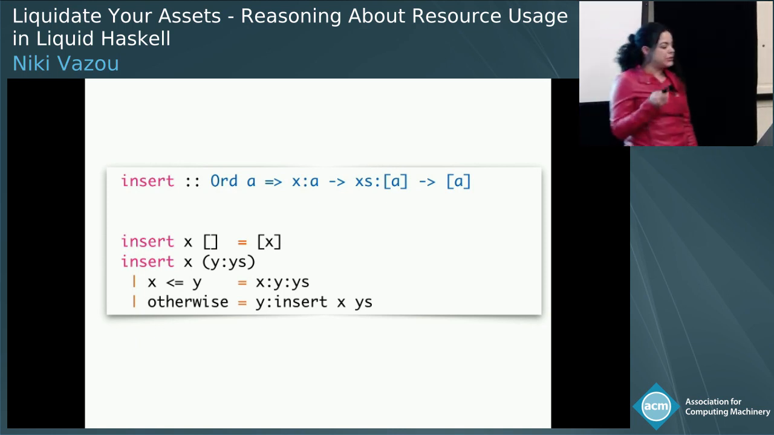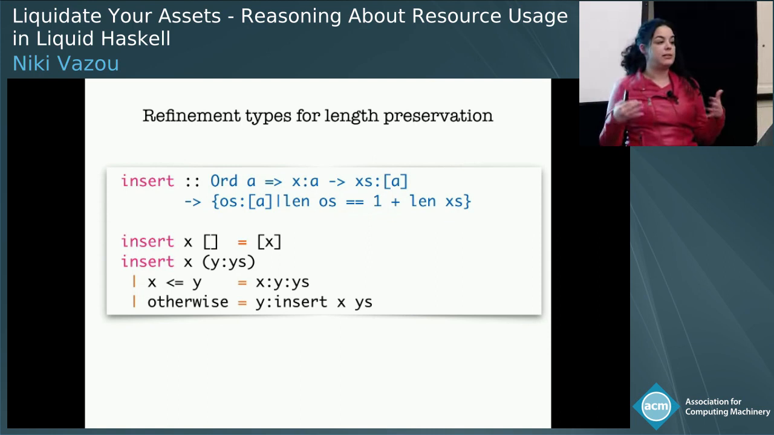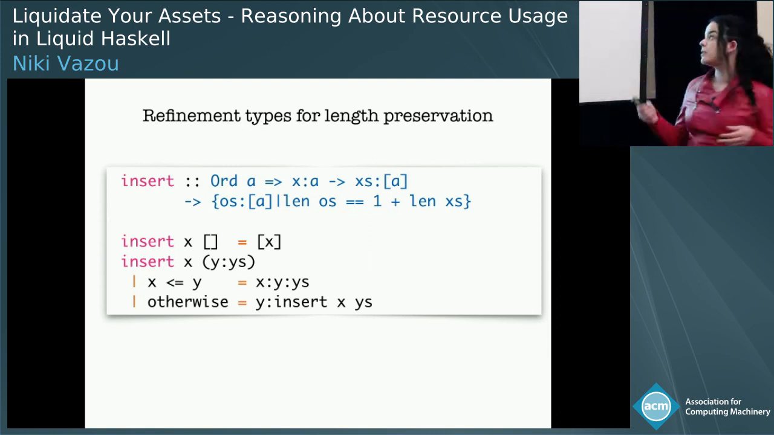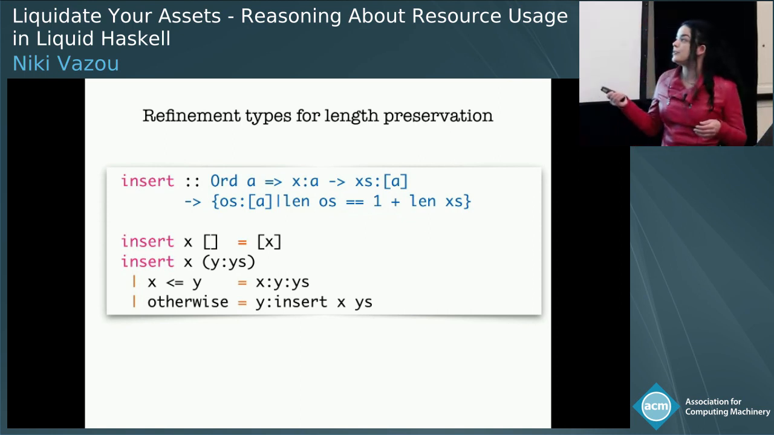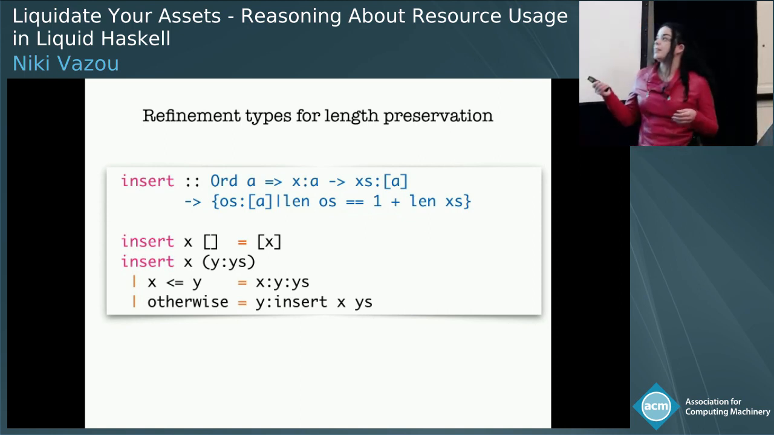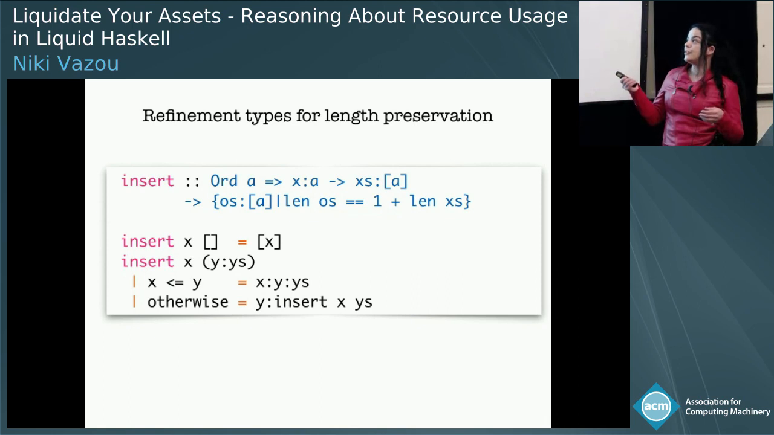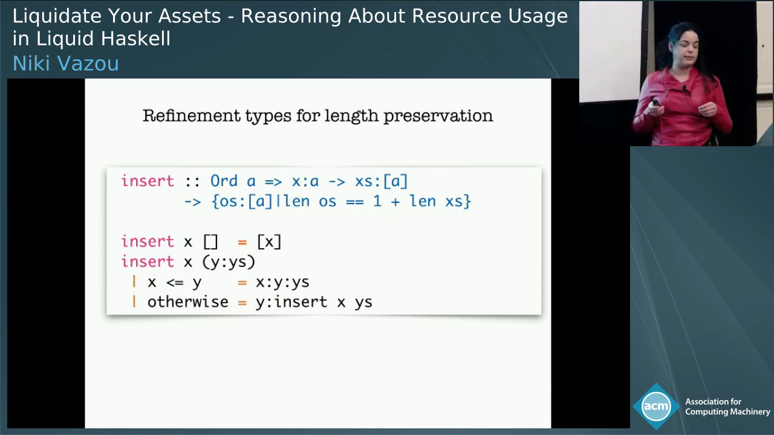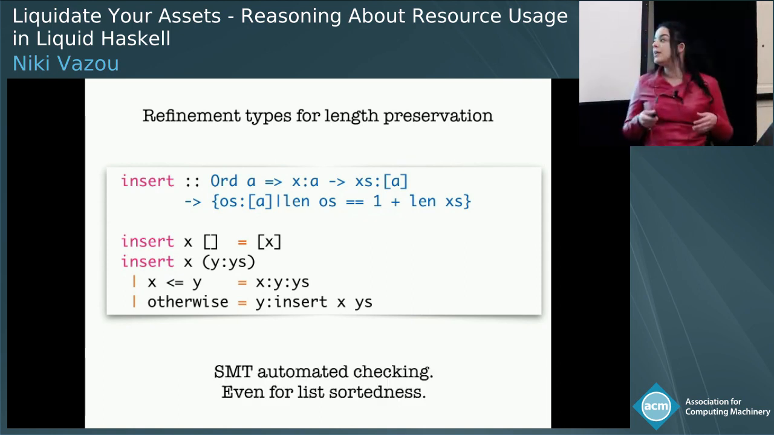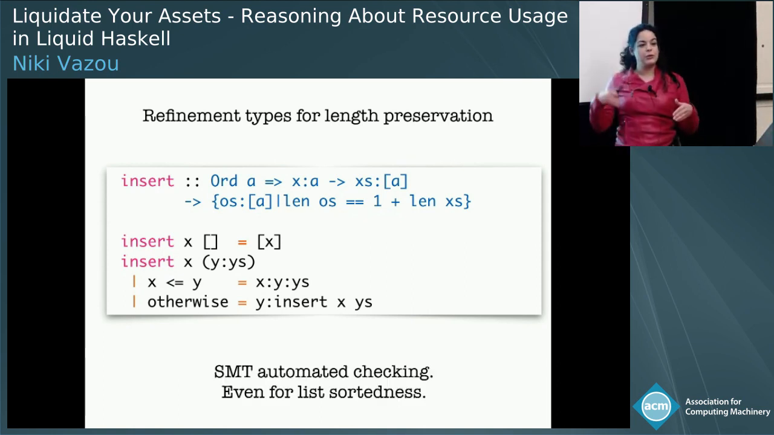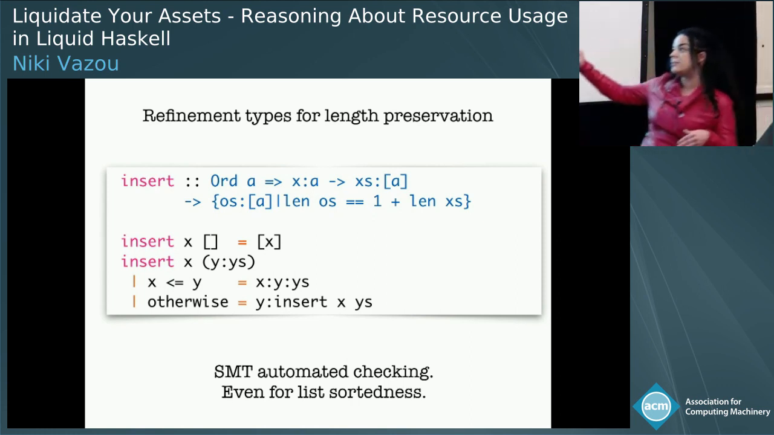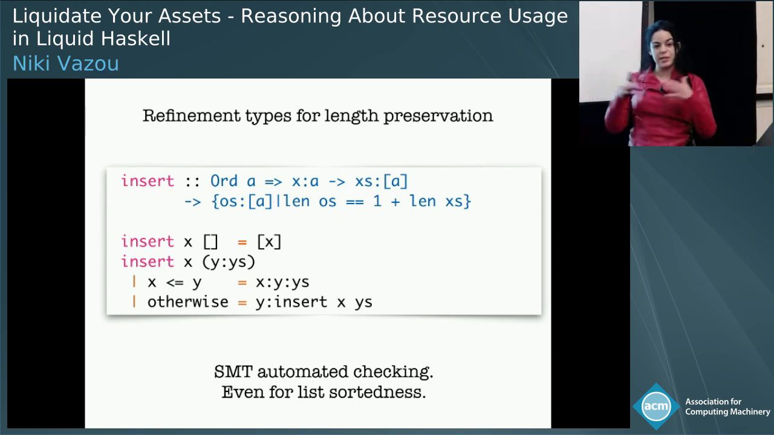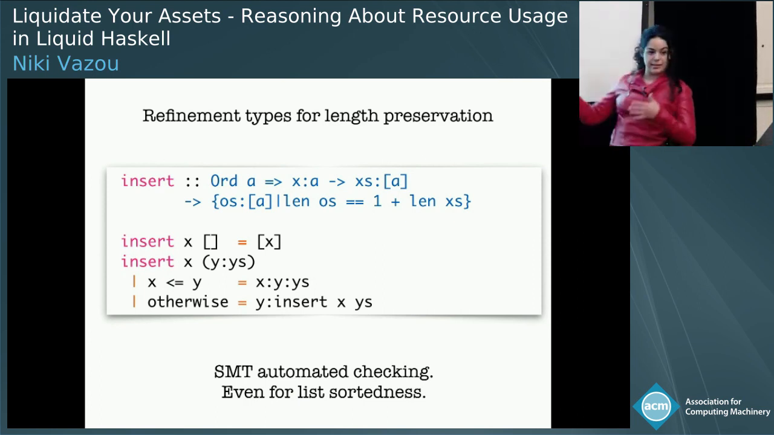So we can use refinement types to talk about interesting properties of this function. For example, we can talk about length preservation of insert. Here I'm using a refinement type that says that the output list os has length that is equal to 1 plus the length of xs. And what refinement types do is basically they use SMT to automatically check such kind of properties. So if you write this down and give it to a refinement type checker, it says OK, which means that the length is preserved.